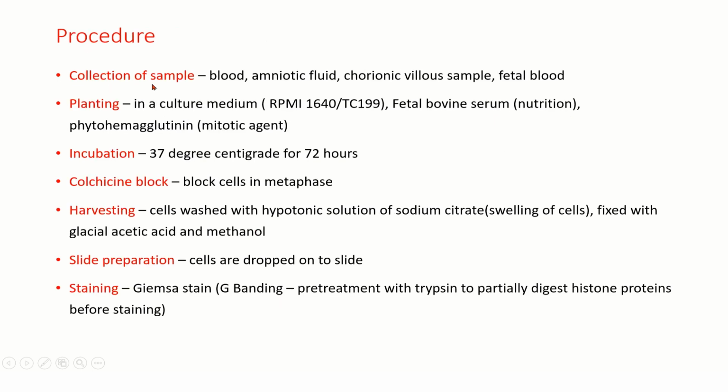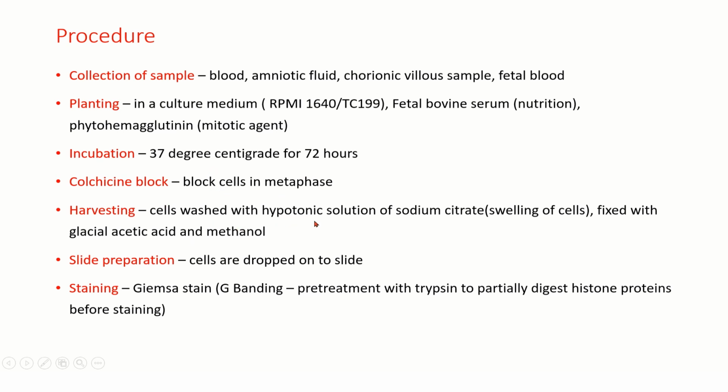So the procedure: collection of sample, which can be blood, amniotic fluid, chorionic sample, or fetal blood. Planting in a culture medium, especially RPMI 1640 or TC199. Then fetal bovine serum is added for nutrition, and phytohemagglutinin as a mitotic agent to enhance the division. We can also add antibiotics to prevent bacterial growth. Then incubation at 37 degrees centigrade for 72 hours. Then colchicine blocks cells in metaphase.